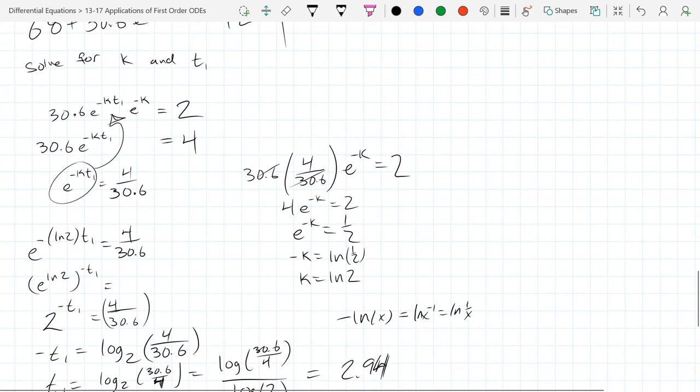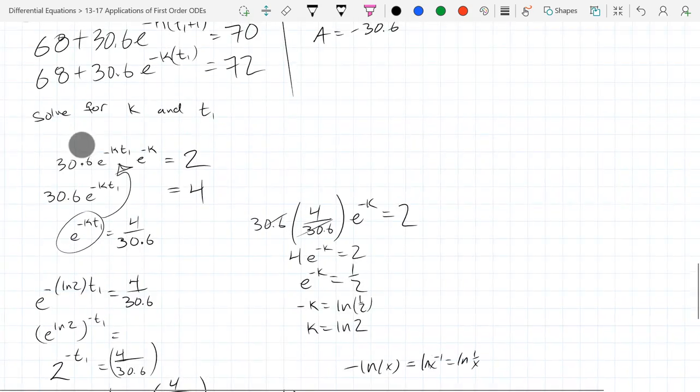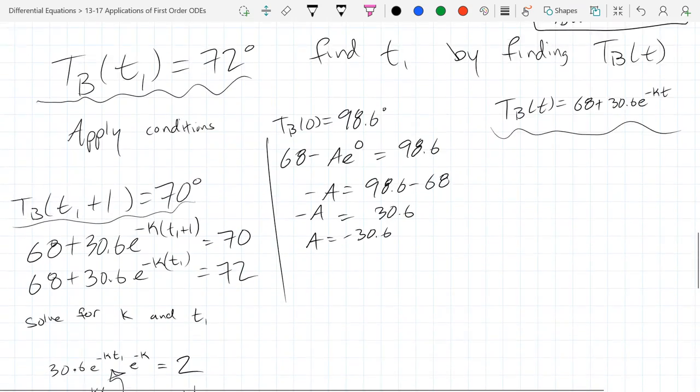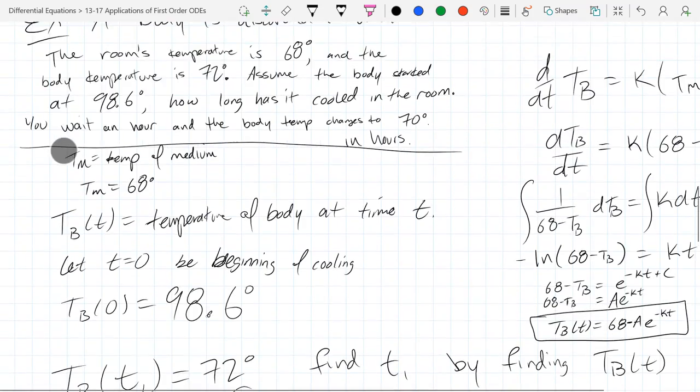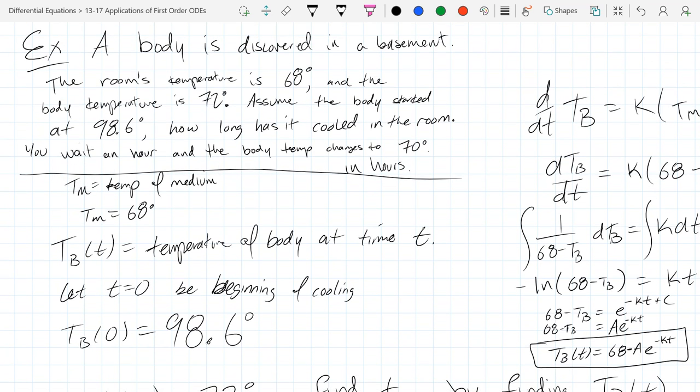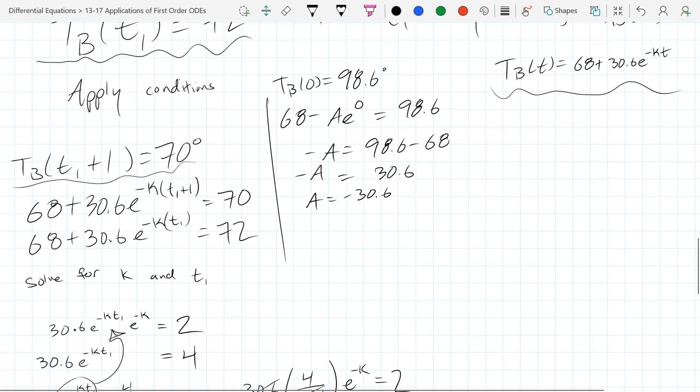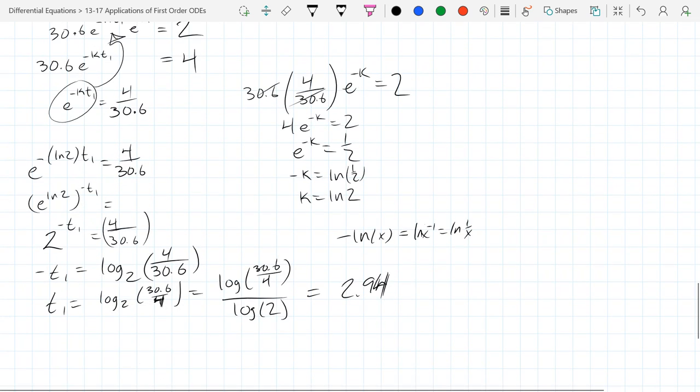2.94. So according to this, it's been there for almost 3, and what units? Probably hours. Somewhere we use an hour. Yeah, 1 hour. That plus 1 was an hour. So t1 is almost 3 hours later. That seems pretty reasonable for a 20 or 30 degree drop or so. Not an expert on body cooling, but.